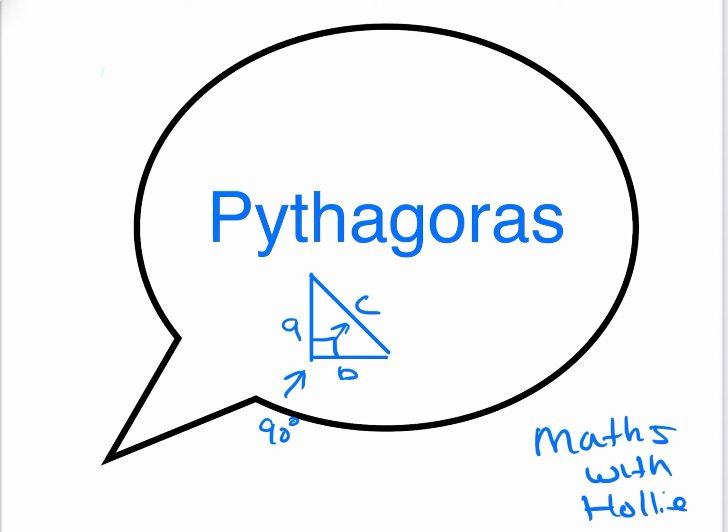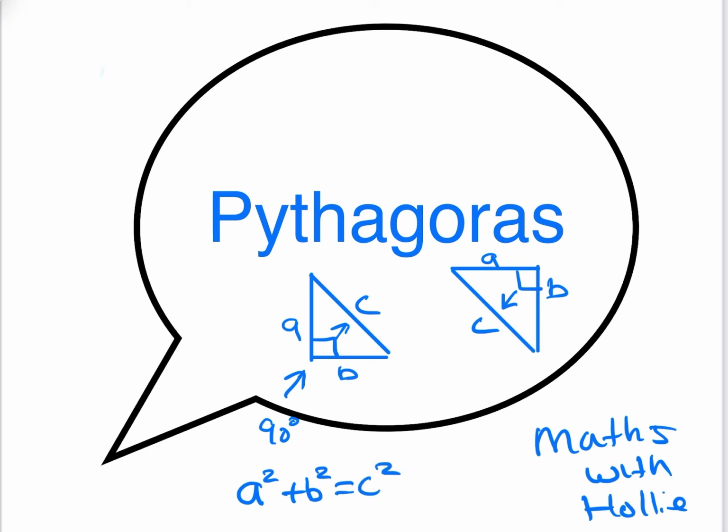It doesn't matter what the order is. It doesn't matter what way your triangle is. It could look like this, but I always know my longest side I call C. The other two sides don't really matter. You can call one A, you call one B. Then we're going to use the formula, which is A squared plus B squared equals C squared. So if you add the two shorter sides squared together, it will always equal the longer side squared.